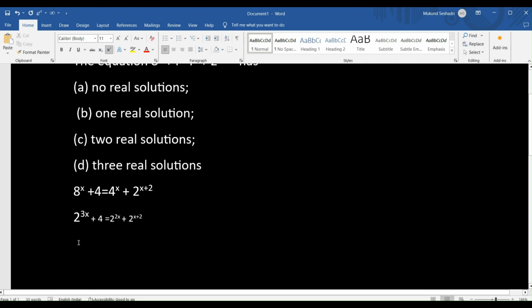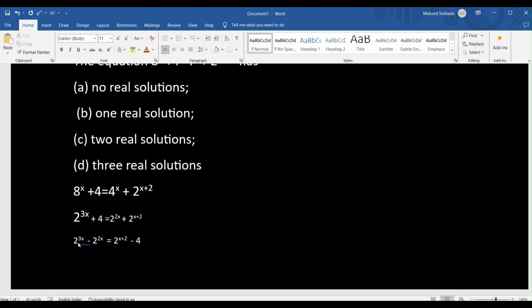So I can further simplify this equation like this. It's 2 to the power 3x minus 2 to the power 2x equals 2 to the power x plus 2 minus 4, right? And we know that 2 to the power a plus b equals 2 to the power a into 2 to the power b, right?